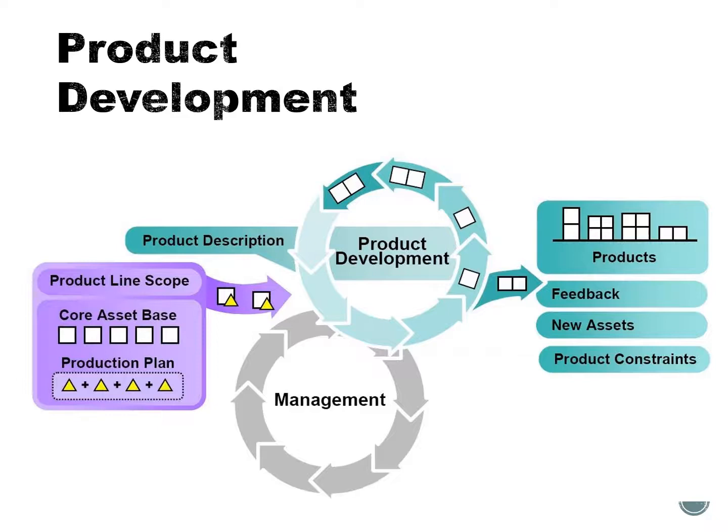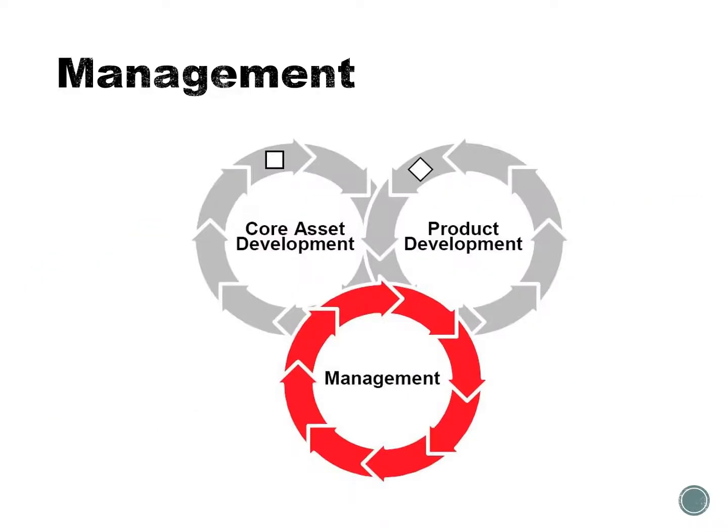The core asset development might start with the situation where we don't actually have anything yet. We just are looking for ways of implementing some feature or idea on our framework, and then the product development comes next. And finally, of course, the management is the one that runs all this work.